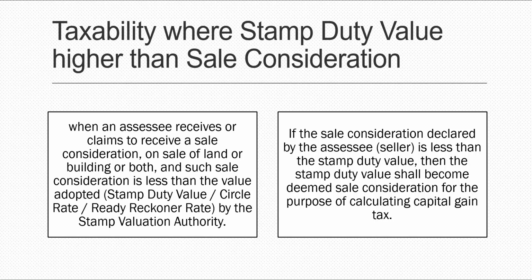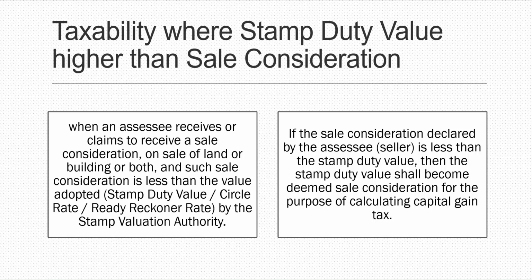Just read this. This is the last thing, which will complete the first portion, and is very important. When an assessee receives or claims to receive a sale consideration from sale of land, and such sale consideration is less than the value adopted by the stamp valuation authority, that is the stamp duty value, circle rate, etc. If the sale consideration declared by the assessee, that is the seller, is less than the stamp duty value, then the stamp duty value shall become the deemed sale consideration for the purpose of calculating capital gains tax. So the stamp duty value will become the final.